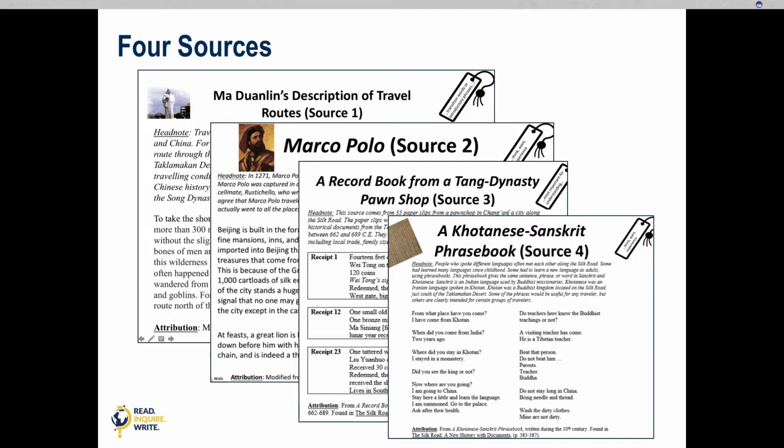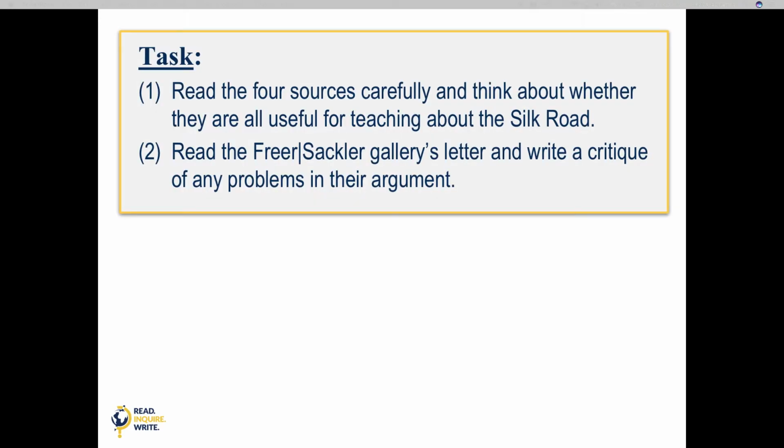These 4 sources provide some information about the Silk Road. The question is, which sources are most reliable for learning about the ancient Silk Road? This is a question that you'll need to answer. Your task is to first read the 4 sources carefully and think about whether they are all useful for teaching about the Silk Road. Then, read the Freer-Sackler Gallery's letter and write a critique of any problems in their argument.